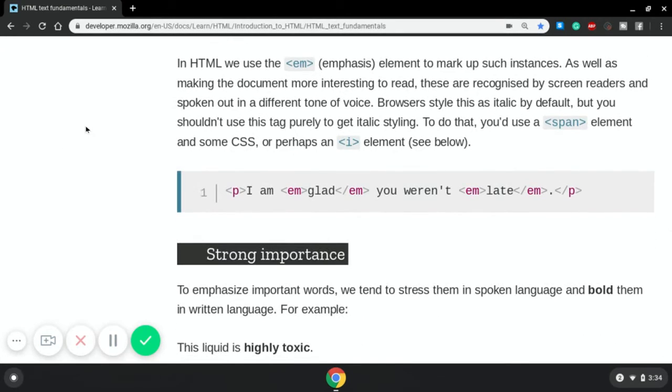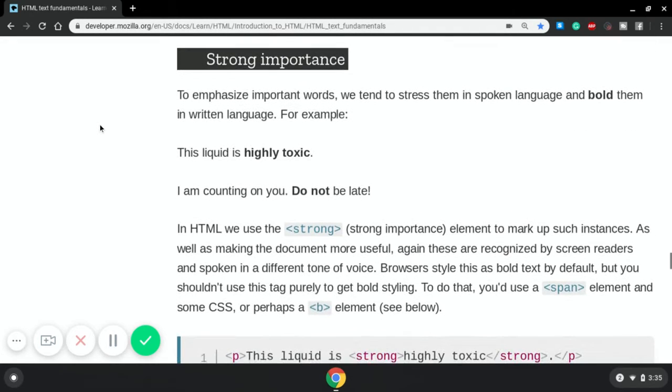In HTML, we use the em (emphasis) element to mark up such instances, as well as making the document more interesting to read. These are recognized by screen readers and spoken out in a different tone of voice. Browsers style this as italic by default, but you shouldn't use this tag purely to get italic styling. To do that, you'd use the span element and some CSS, or perhaps the i element as seen below.